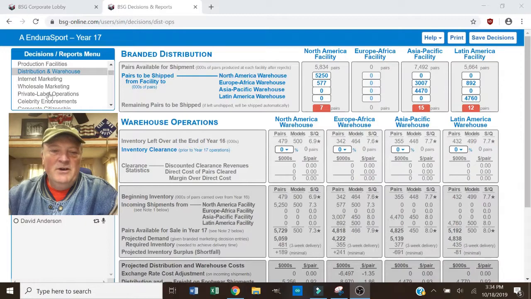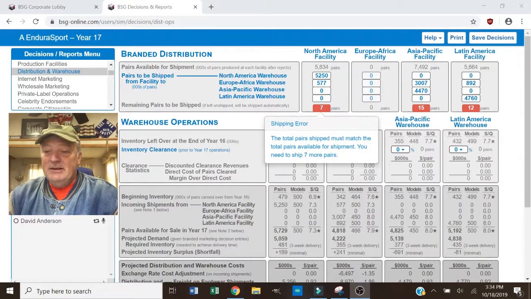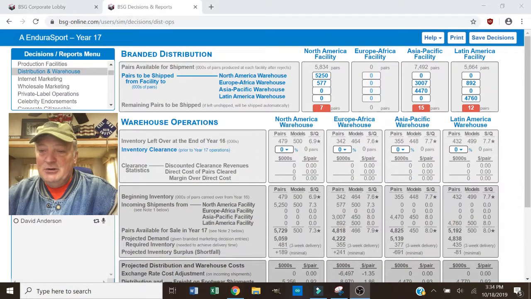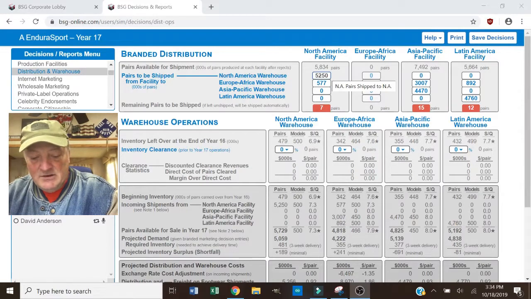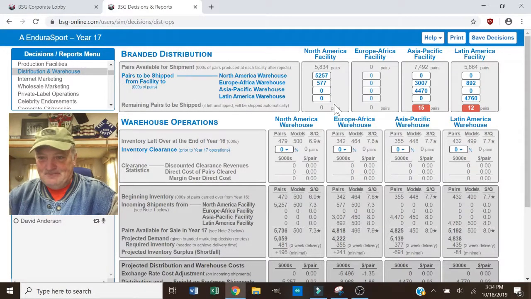All right, so next up we've moved on to distribution and warehouse. So if you have a little red item here, that just says that I still need to increase my numbers up above to pick up those 7 shoes. So if I increase this to, say, 52, 57, that red goes away, and now I have 0 pairs. If you make pairs, you need to ship them somewhere. Don't leave anything in the red down there.